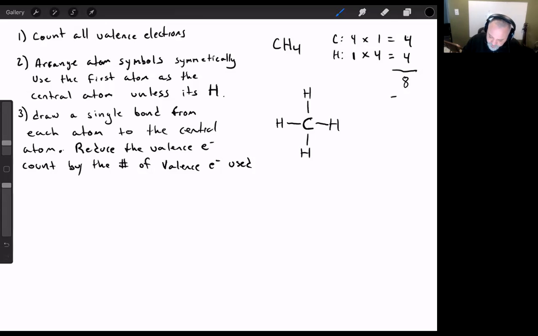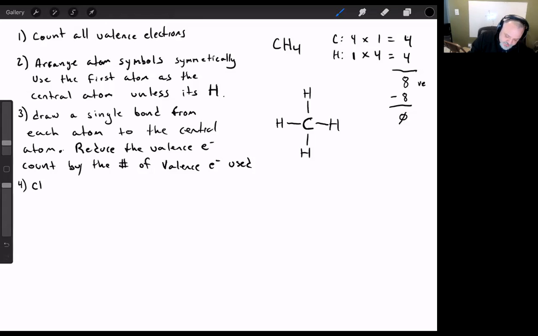So when I reduce the valence electron count, I reduce it by 8 that I drew in bonds. And so now I have 0 electrons left. So what I tell my students at this point is, look, all of the electrons that you can use to draw this picture are already on the page.